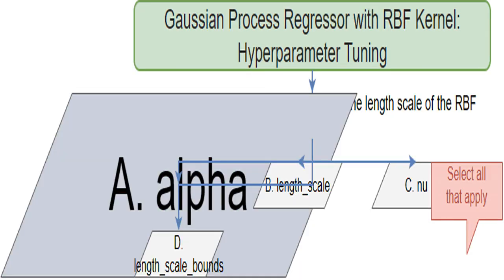This hyperparameter, alpha, deals with the noise level in your data. It doesn't impact how the distance between data points affects the function's smoothness. It's a totally separate setting.